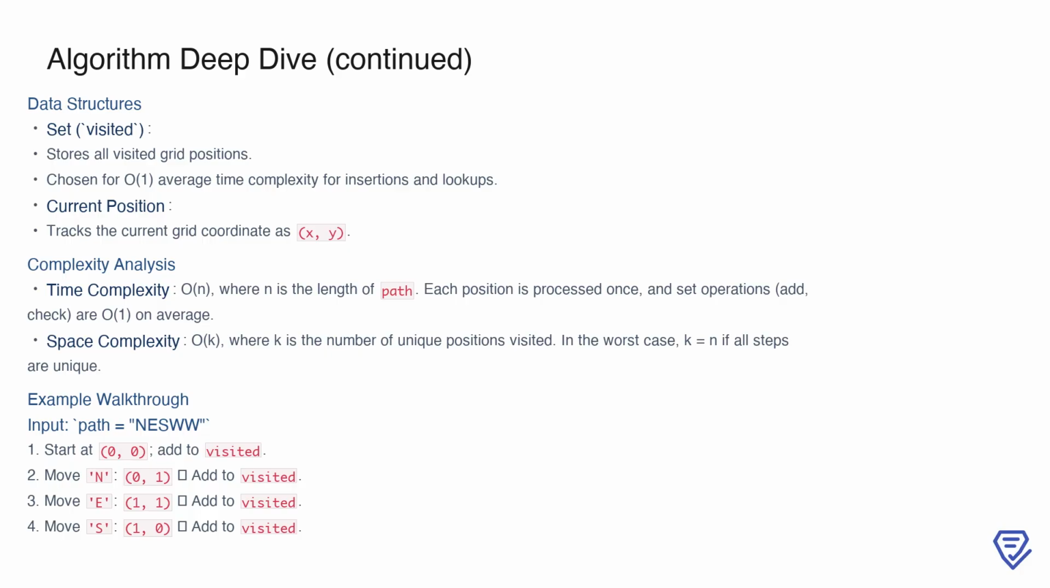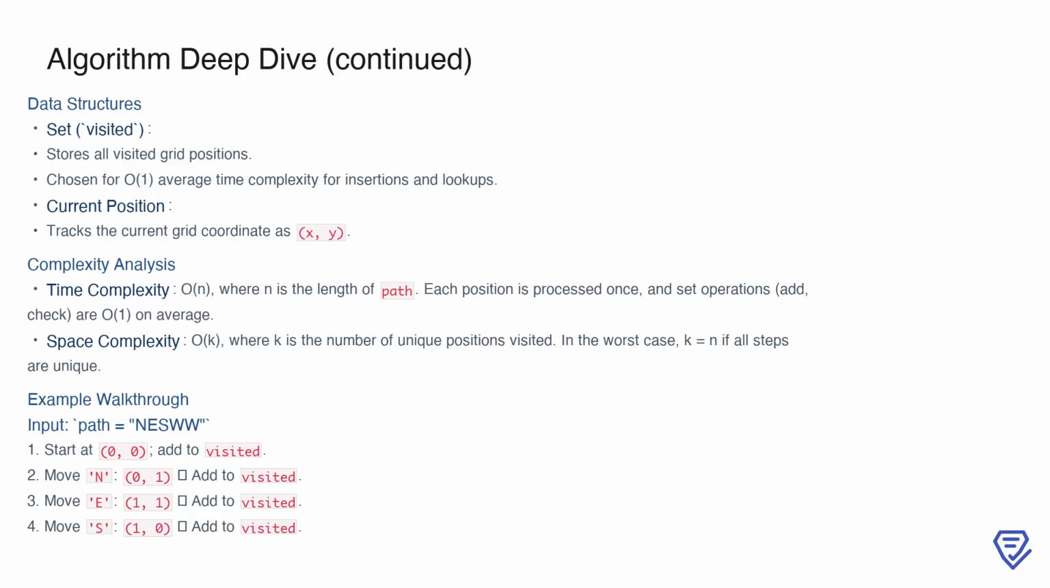The current position, represented as an (x, y) coordinate, is updated dynamically as we process each movement direction. In terms of complexity, the time complexity of this solution is O(n), where n is the length of the input string path, because we process each position exactly once and perform constant time operations for updates and checks. The space complexity is O(k), where k is the number of unique positions visited. In the worst-case scenario, this would equal the length of the path if all positions are distinct. To illustrate the algorithm, consider the path NESWW.